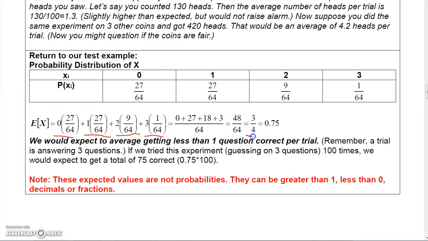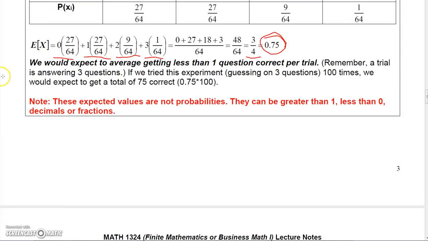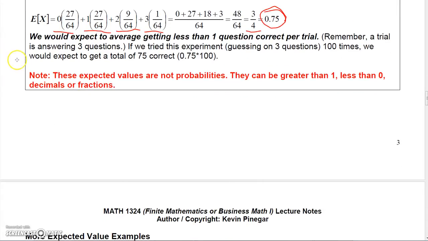So if you took this quiz 1,000 times, or if 1,000 people took the quiz and they were all guessing, then we would expect them to average less than one correct question per trial. That's what that means. So in other words, don't guess on a test. Make sure you study so you don't have to guess.